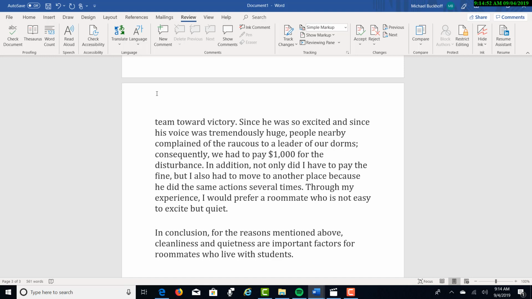In conclusion, for the reasons mentioned above, cleanliness and quietness are important factors for roommates who live with students. And there we go. So that's kind of what my edited version looks like.